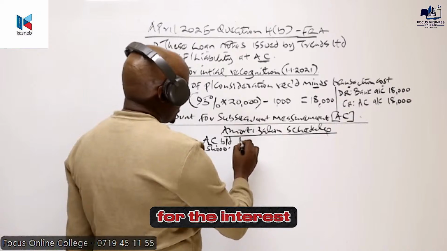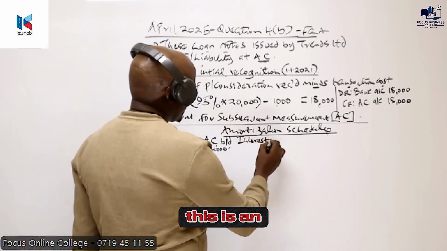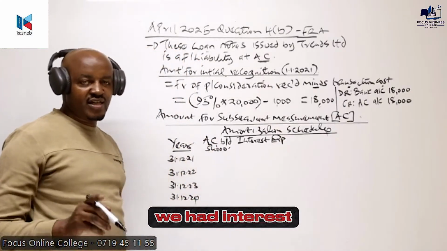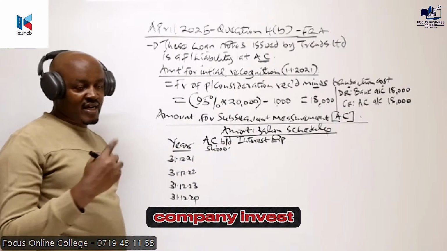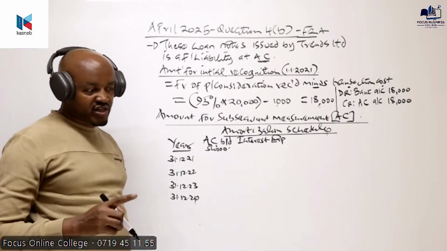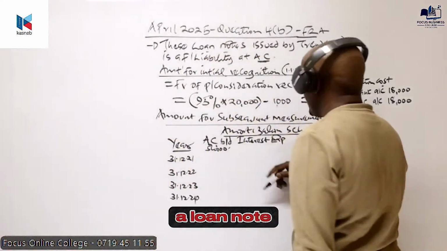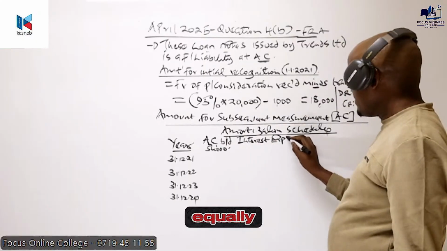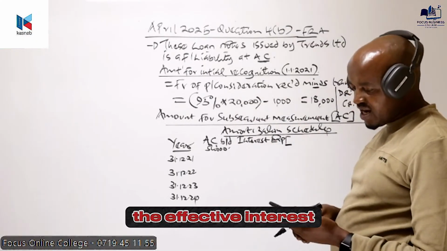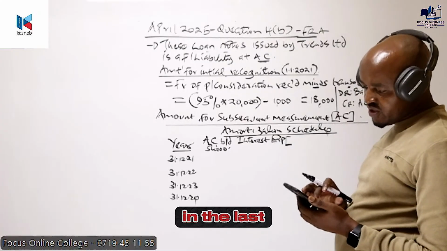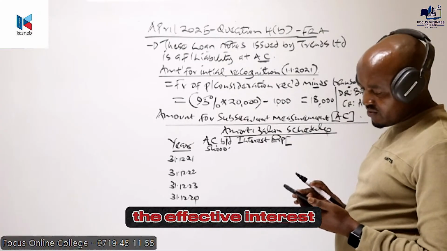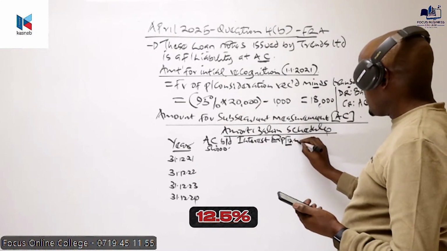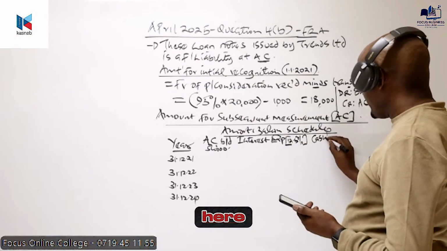The next column will be for the interest, but basically this is an interest expense. If you can recall the other question, for financial asset, we had interest income. So once the company invests, the company should recognize interest income. But once a company has issued raw notes, the company should recognize interest expense. Now, this one will be computed equally using the effective interest rate. Are we given the effective interest rate in our question? Yes. In the last sentence of the last paragraph, we are given 12.5%.